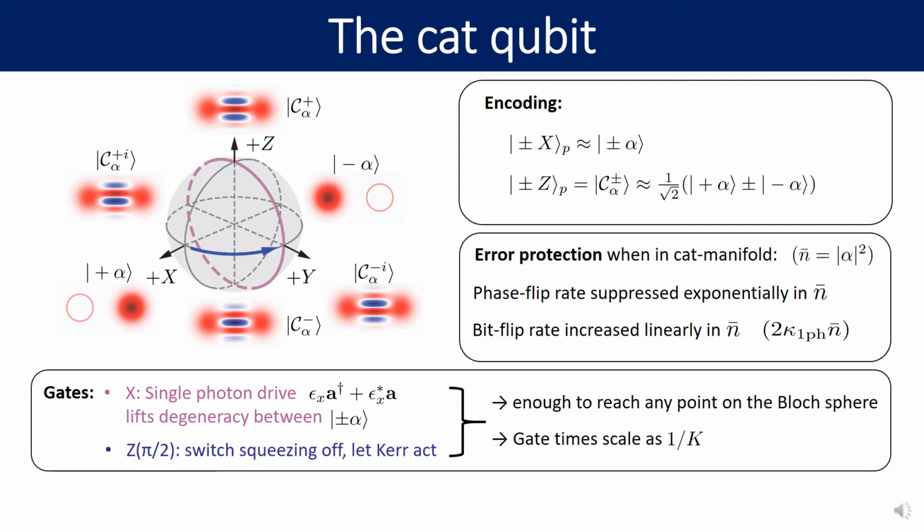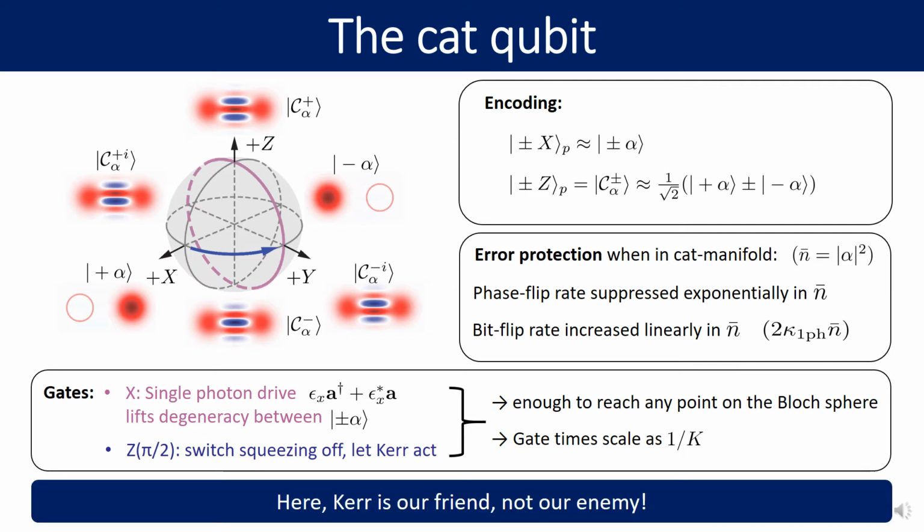And what's crucial here is that the important operations on these qubits scale inversely with Kerr. And that means that Kerr doesn't only help us stabilize this qubit, it also helps us to perform fast operations. And that is quite different from a lot of other bosonic codes in superconducting circuits where Kerr is a problem because it deforms the code states, especially if they involve a lot of photons. No, here's the opposite. Here, Kerr is our friend and not our enemy.